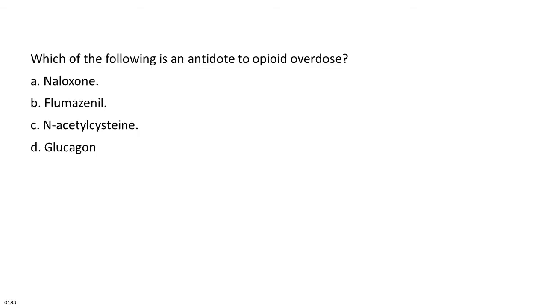Which of the following is an antidote to opioid overdose? A. Naloxone. B. Flumazenil. C. Inositol cysteine. D. Glucagon.